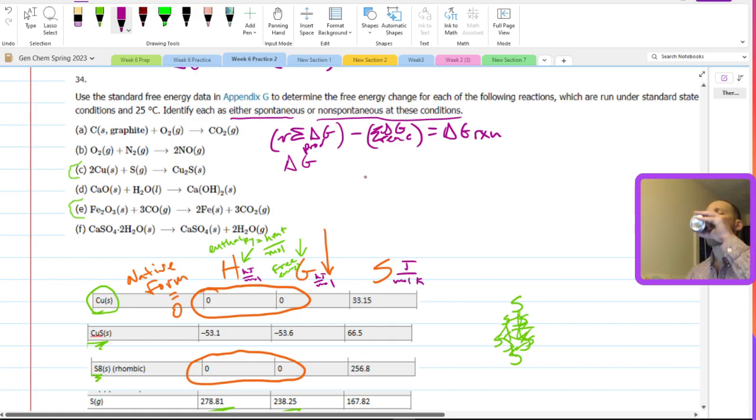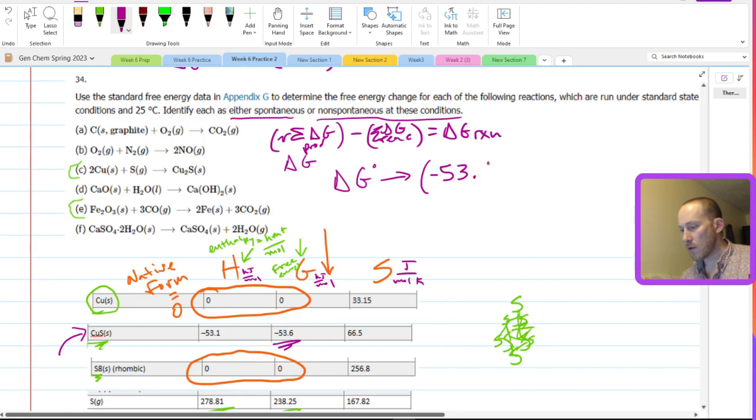Our product is our copper sulfide. So our delta G for our first one, for our formation of copper sulfide, our product, is negative 53.6 kilojoules per mole. And again, that was our product.